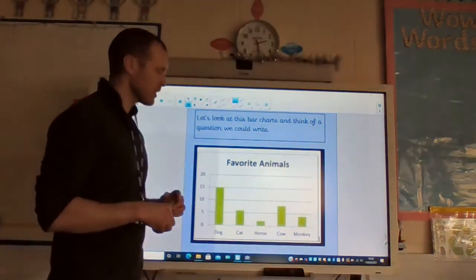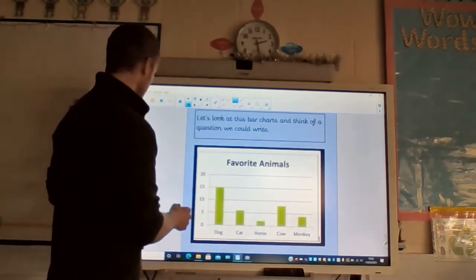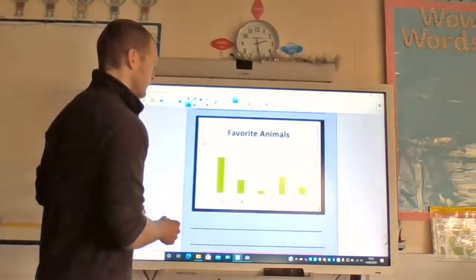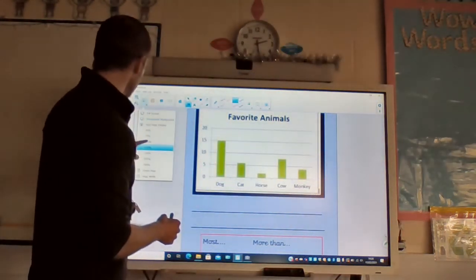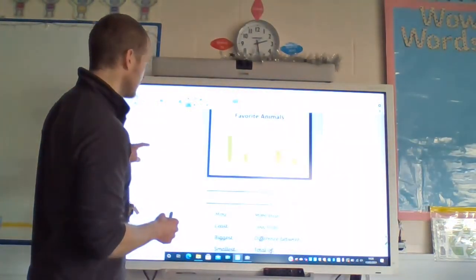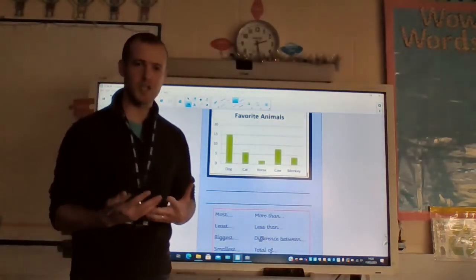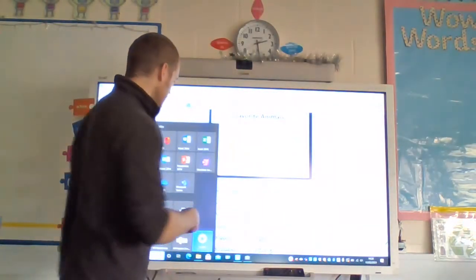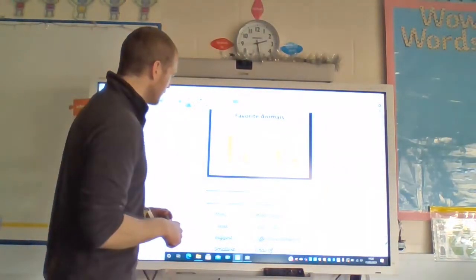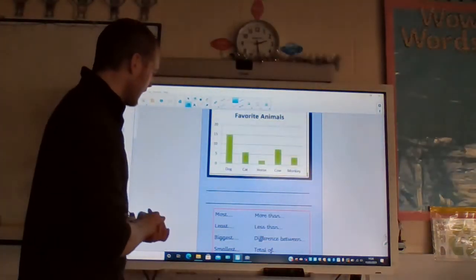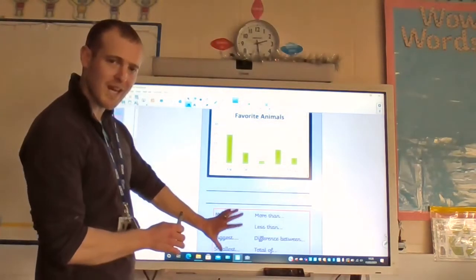Remember our bar charts? Here I've got favourite animals. Just going to zoom out a little bit. Okay, favourite animals. I'm going to write a question about this bar chart on favourite animals. Okay, so I'm going to look at one question. I'm going to use some of my language here.